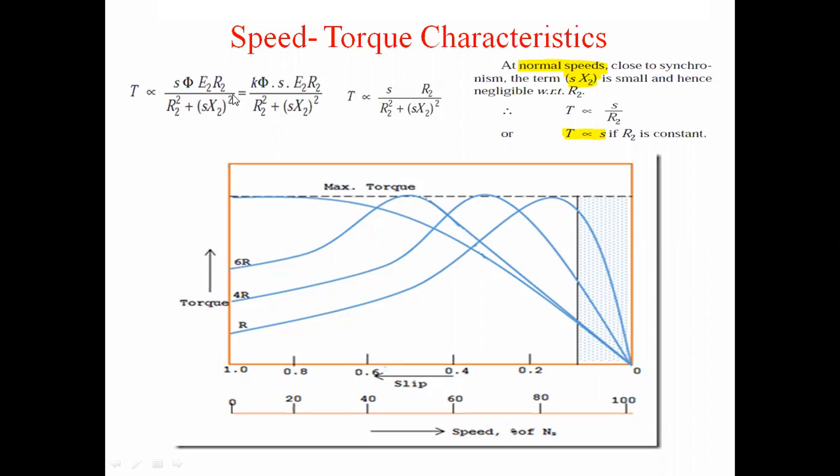Okay, so T is equal to K phi S E2 R2 divided by R2 square plus (SX2) bracket square. Okay, so just assume that I keep the value of flux constant here, as well as the rotor EMF E2. So I get T proportional to slip into R2 divided by R2 square plus (SX2) bracket square. Now, at a normal speed, which is closer to synchronism, the term SX2 is very small and hence negligible with respect to R2.